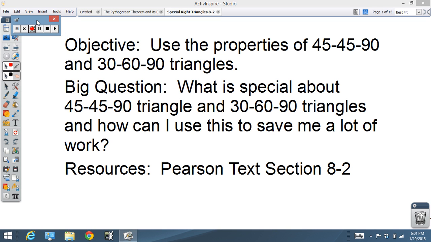Hey everybody, new lesson, section 8.2, special right triangles, 45, 45, 90, and 30, 60, 90s. And these are kind of cool. I hope you're going to like them. So let's jump right into it.